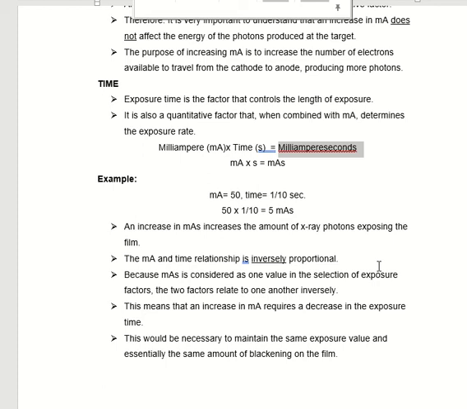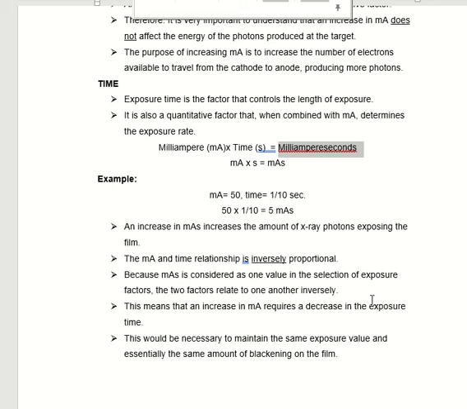Because if you increase mA and at the same time increase the time, it will result in unacceptable exposure. So when you increase one factor, you should decrease the other one. Because mAs is considered as one value in the selection of exposure, the two factors relate to one another inversely. This is what I am saying because they are grouped together, mA times time. So, they are inversely related.